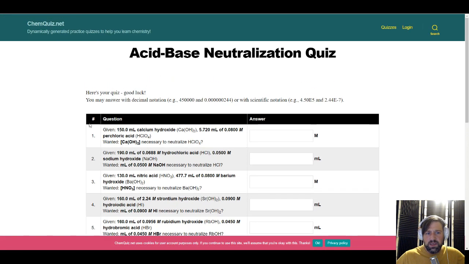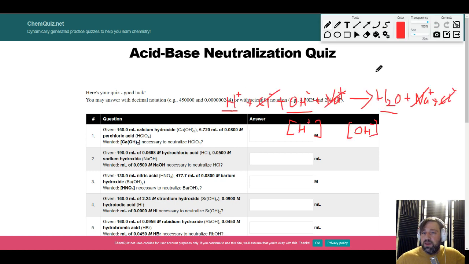Okay, so this is what you're given. You have a volume of calcium hydroxide. Calcium hydroxide is here, Ca(OH)2. That 2 is going to be important. And we're going to have a volume and a concentration for perchloric acid. This is a strong acid. This is a strong base. And they want to find the concentration of calcium hydroxide necessary to completely neutralize the perchloric acid. So let's think about this for a second.